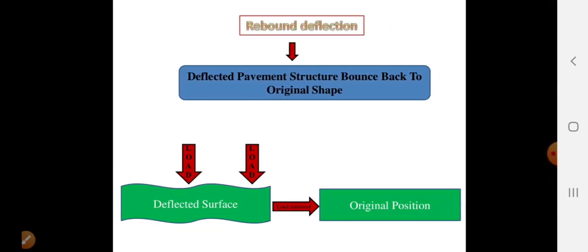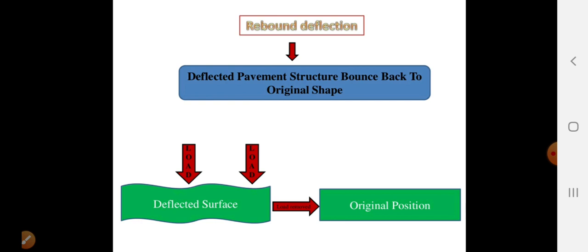Next, let us see how the Benkelman beam deflectometer works. This is the deflection of the pavement. You give some load here. You know the character of a flexible pavement: when the load is applied, it is elastic and deforms, and when the load is removed, it comes back to its original position.